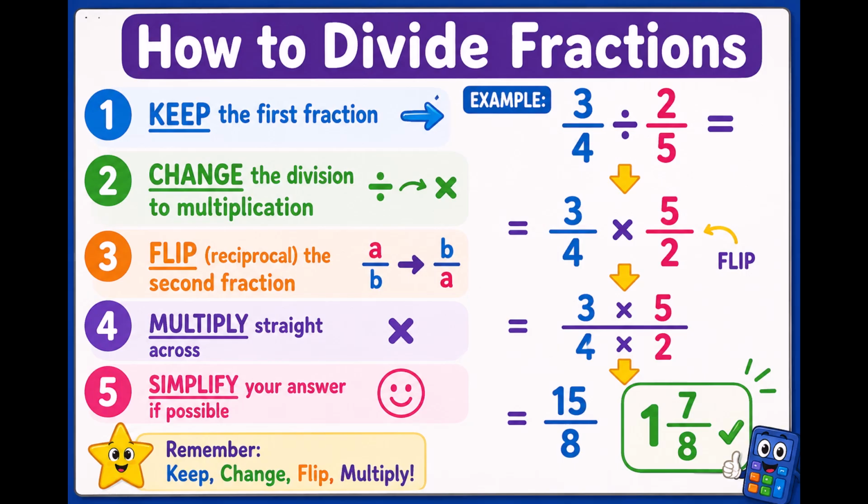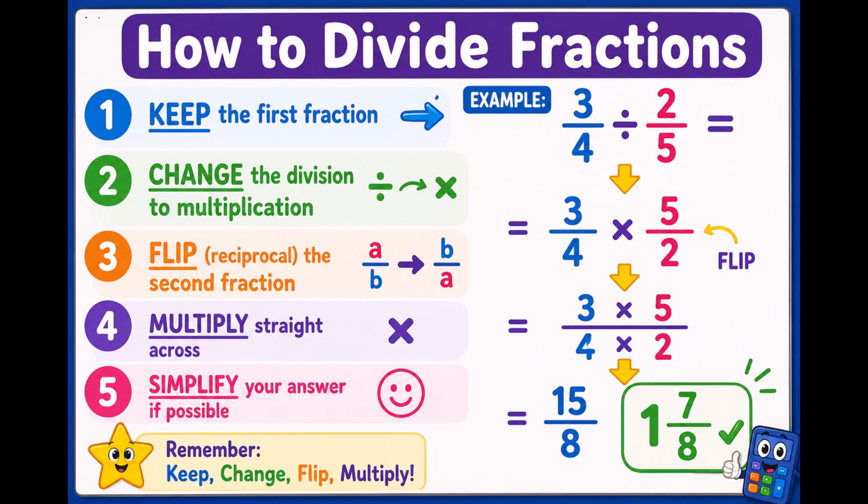Step 1, keep the first fraction. Leave the first fraction exactly the way it is. 3/4 stays 3/4. Step 2, change the division sign. Change the division sign into a multiplication sign. Now we have 3/4 times 2/5.